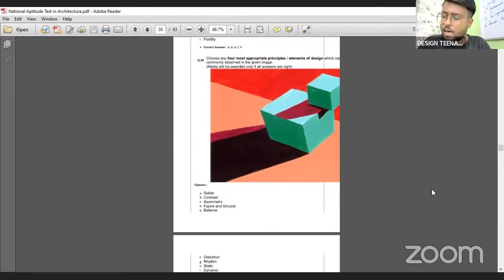What is seen by you are the important principles over here. What do you see? Contrast. What else? Figure and ground. Very, very dominant. These particular figures dominate figure and ground. Okay. Asymmetry. Okay. What else?